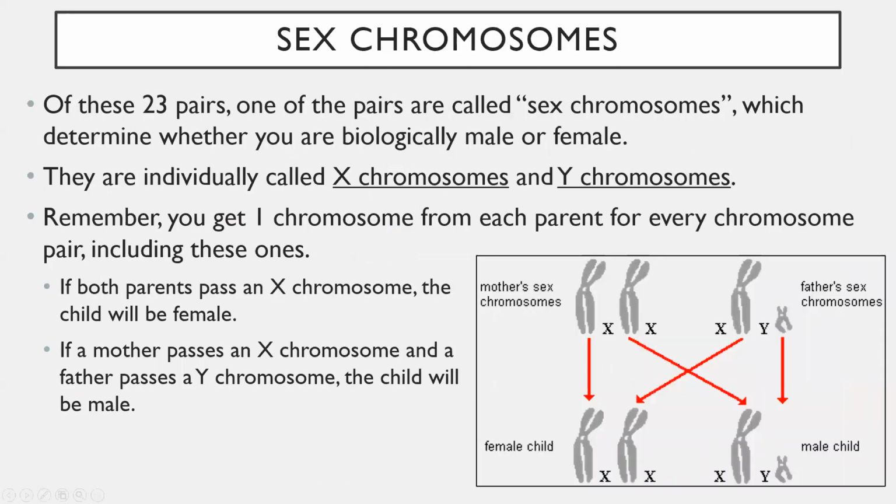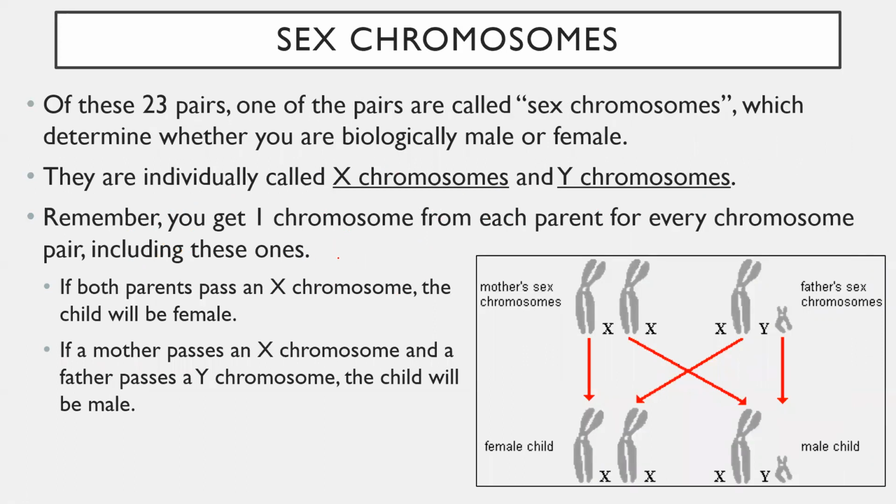Sex chromosomes. Now of these 23 pairs, one of the pairs, so 2 chromosomes, are called sex chromosomes, which determine whether you're biologically male or female. Now individually, each one of these chromosomes is called an X chromosome or a Y chromosome. Now remember, you get 1 chromosome from each parent for every chromosome pair, right? So you get 23 from one parent and 23 from the other that form those 23 pairs of chromosomes.